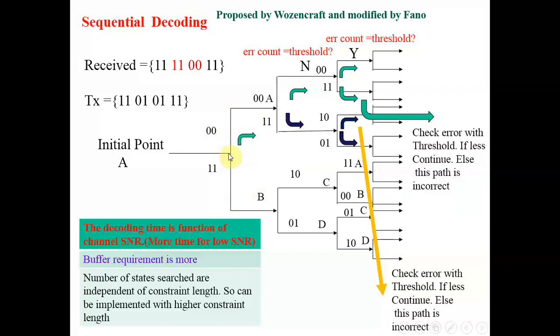So from A here you have 2 options. I can go to B with output 11 or I can go to A. If I'm receiving 11 right now, naturally I will follow this path because I expect no error if I follow this path.